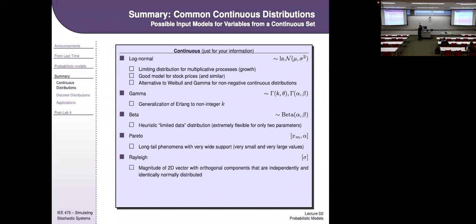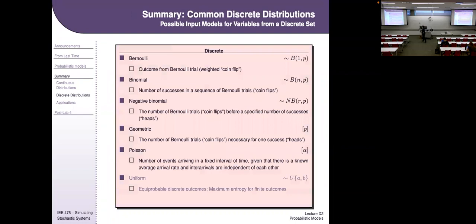And these are ones that I think are more advanced. I'm not going to require you to know them for this class, but they're good to know for the future because these are also very commonly used in stochastic modeling. Same with discrete. These are the discrete ones I want you to know for this class.